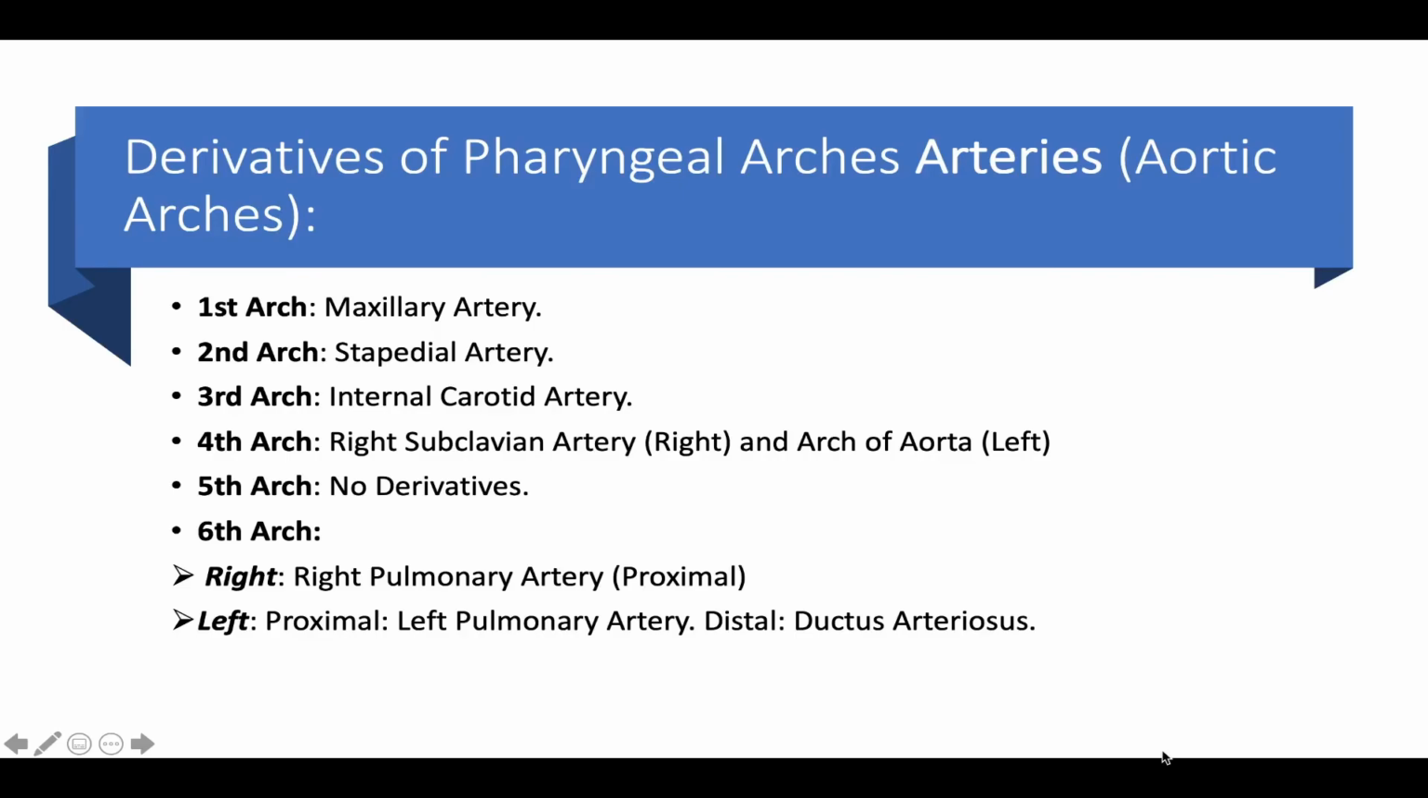Arteries, which are the fourth and last part of the pharyngeal arch derivatives. The first arch, maxillary. Second is stapedial artery. Third is the internal carotid artery. Fourth is the right subclavian artery on the right side, and the arch of the aorta on the left side. Fifth has no derivative. Sixth, on the right side, you have the right pulmonary artery, proximally. Distally, it degenerates. On the left side, proximally, you have the left pulmonary artery, and distally, you have the ductus arteriosum.